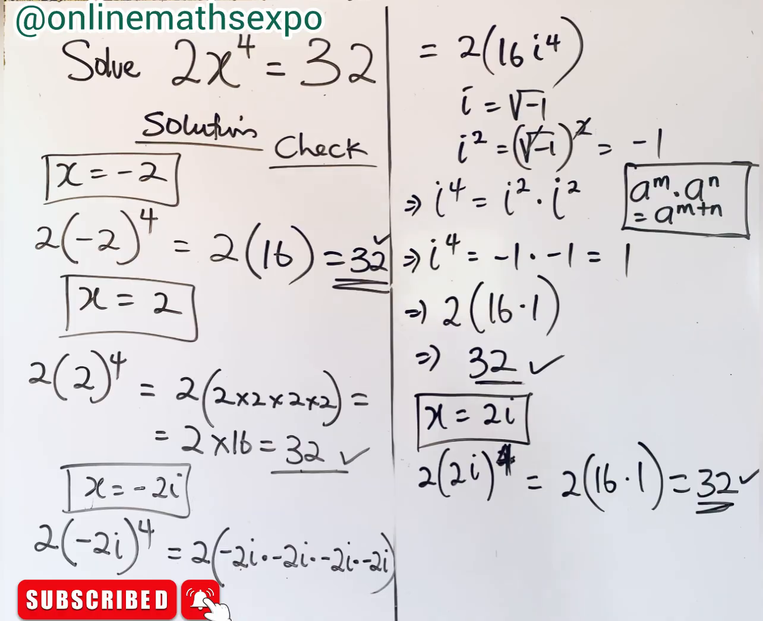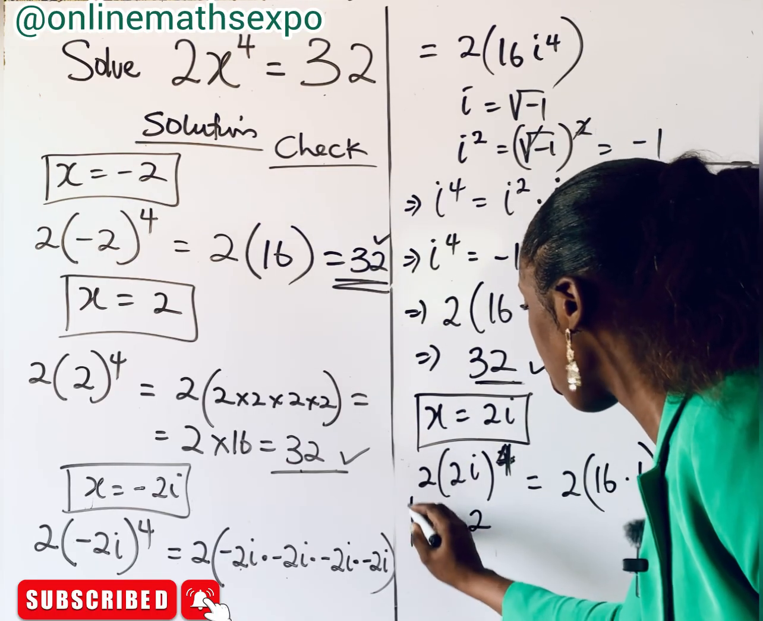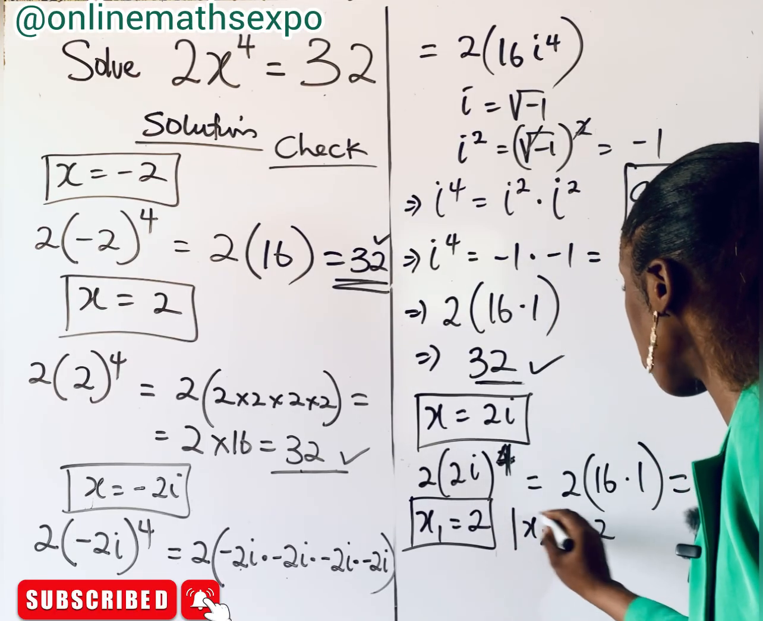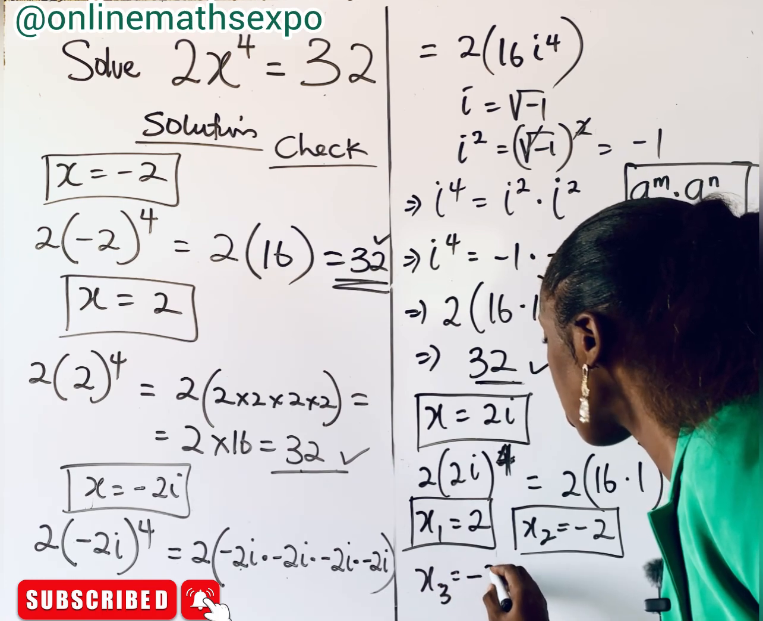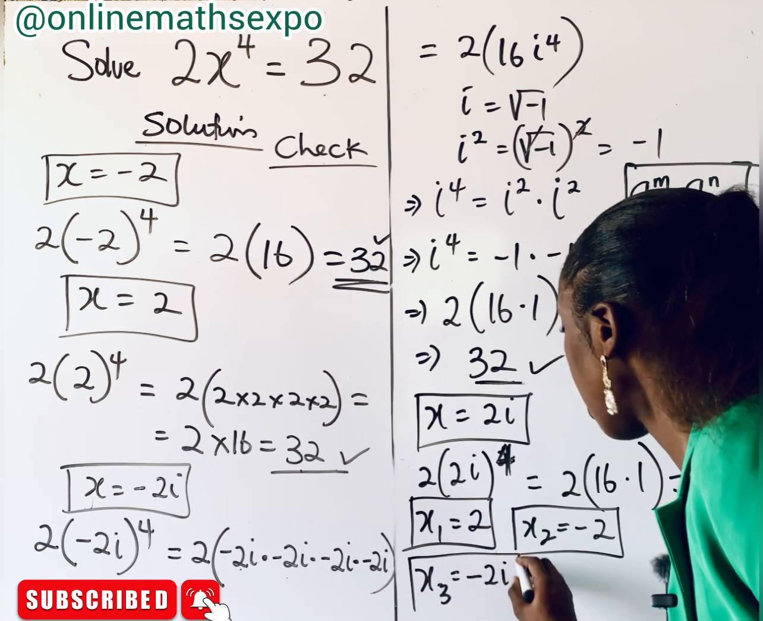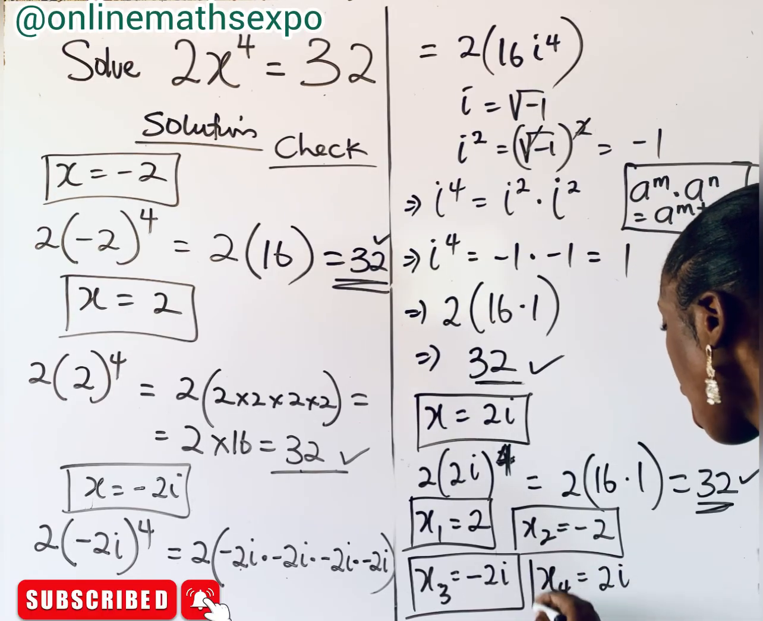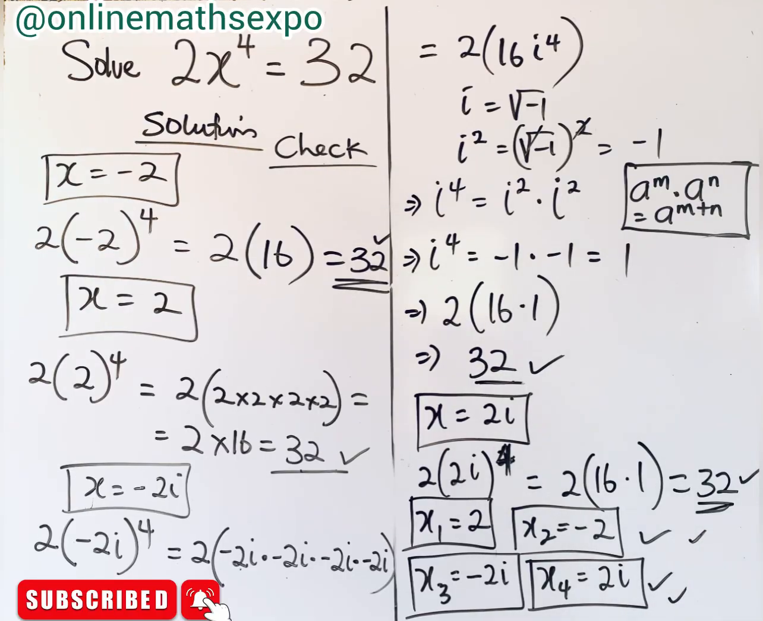So what is your conclusion? Your conclusion is that x being 2, x being negative 2, x being negative 2i, and finally x being 2i are all correct as the 4 values of x.